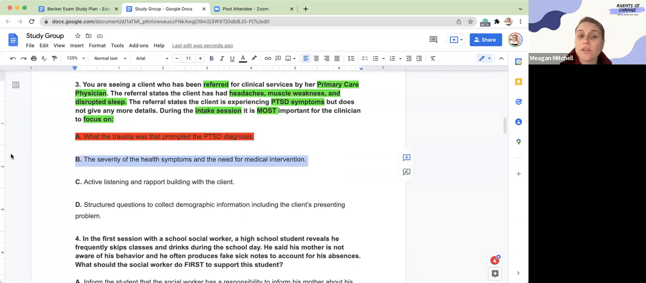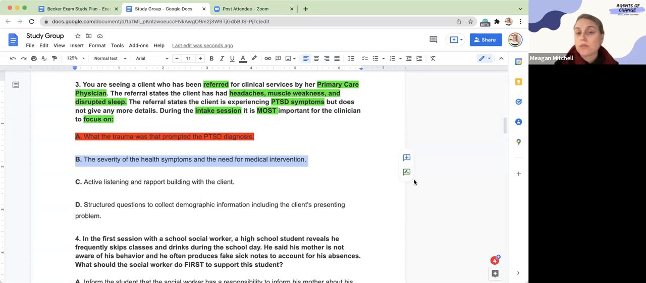Does the severity of the health symptoms and need for medical information apply here? And if not, why not? Why does that not apply to this question specifically? Because they've been referred by the primary care physician. Very, very, very good.